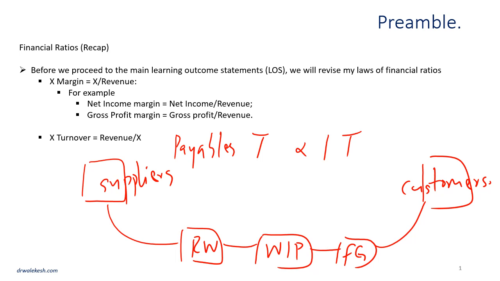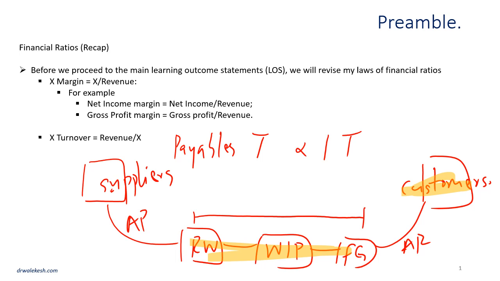So don't forget your company. This is your company, and the customers. What typically will link you and your customers together? It will most likely be account receivable. You and your suppliers, especially if they are not paying immediately, it will be account payables. Then between your raw materials and your finished goods, there is cost of sales or cost of goods sold.